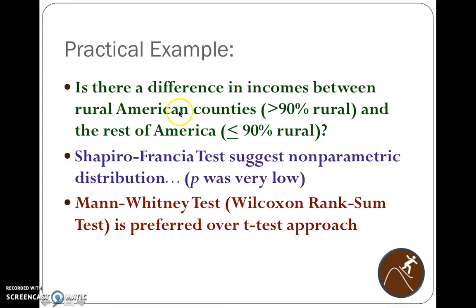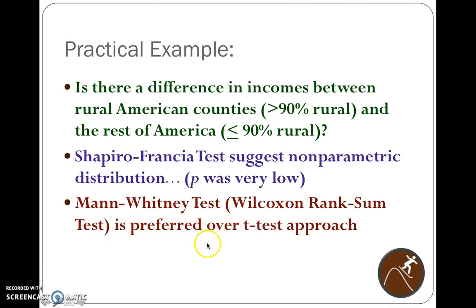So for a practical example, you may be interested in asking yourself, is there a difference in incomes between rural American counties and the rest of America, the counties that are less than or equal to 90% rural? You do the Shapiro-Francia test, which we just did, and the p-value is really low. So the preferred statistical test would be to do the Mann-Whitney test. Now, Stata calls it the Wilcoxon rank sum test. These are the same thing. You'll see it called both in literature, like the scientific papers. I was always brought up calling it the Mann-Whitney test, but Stata does call it the Wilcoxon rank sum test.